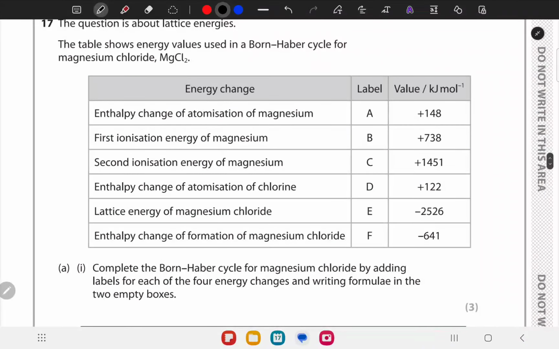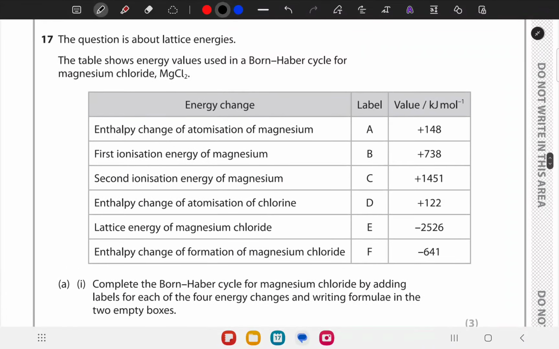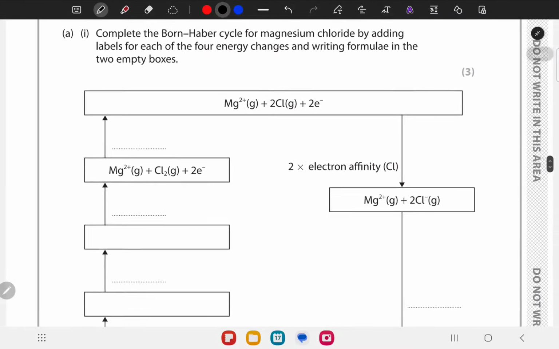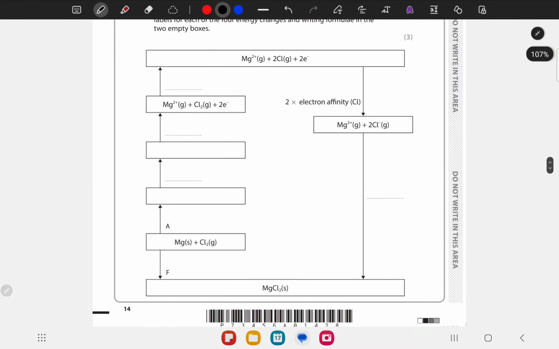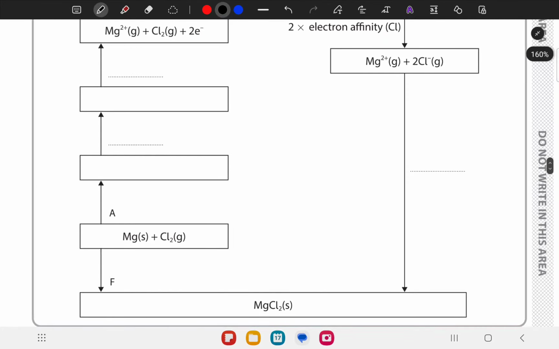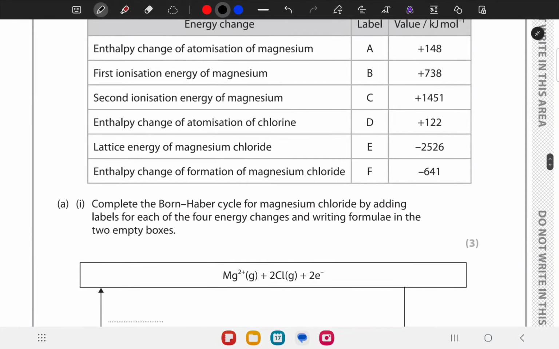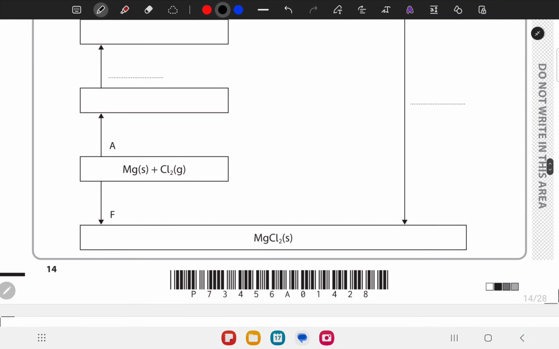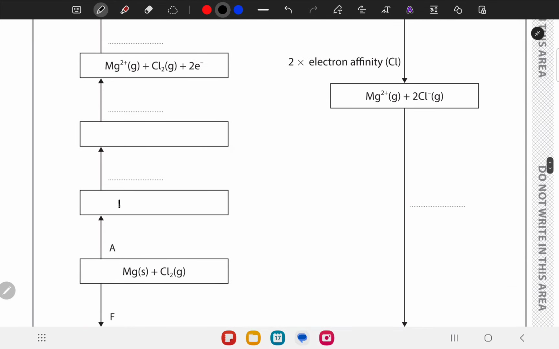Now in question 17, we are given some values to be used in a Born-Haber cycle for MgCl2. We are given this Born-Haber cycle over here. So from MgCl2, A over here is the enthalpy change of atomization of magnesium. So the magnesium solid would become magnesium gas, the chlorine would remain the same. So we'll have magnesium gas plus Cl2.